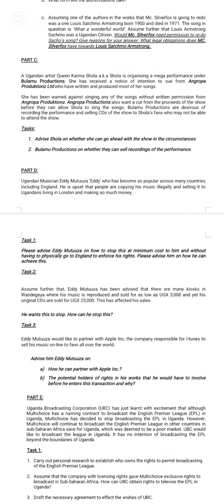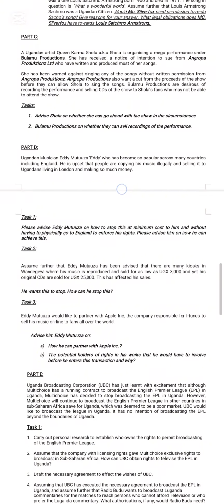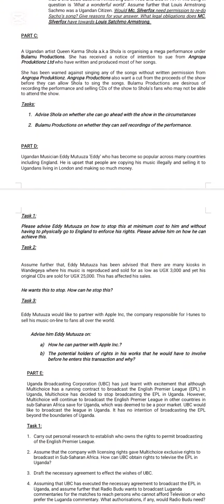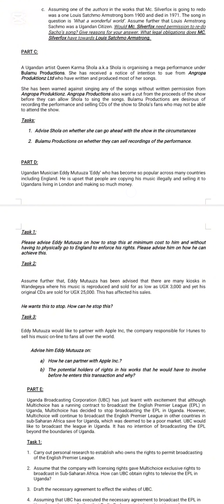So part C, a Ugandan artist Queen Kama is organizing a mega performance under production. She has received a notice of invitation to sue from Agropa, who have written and produced most of her songs. She has been warned against singing any of the songs without written permission from Agropa. They also want a cut from the proceeds of the show before they can allow her to sing the songs. Advise her on whether she can go ahead with the show in the circumstances.